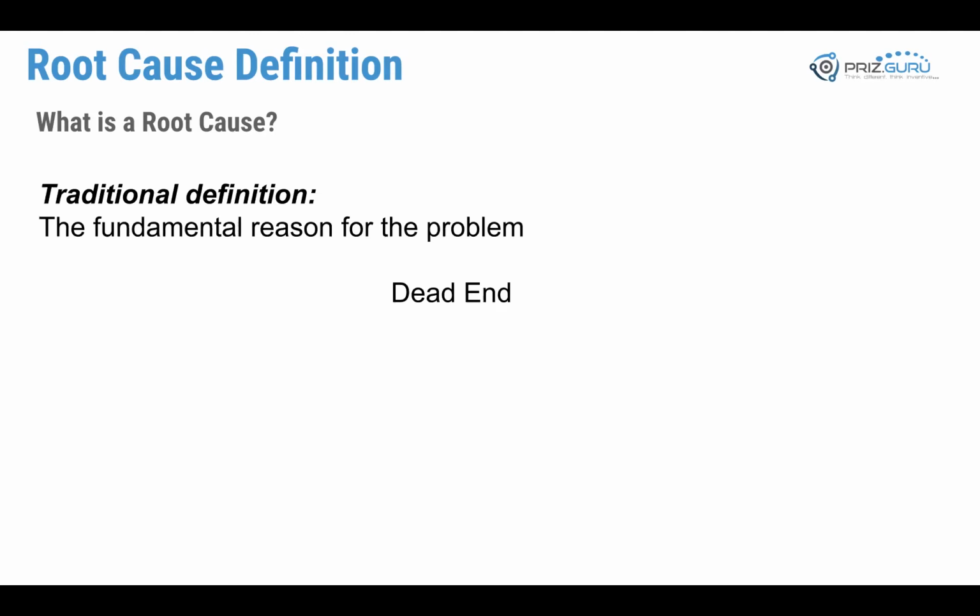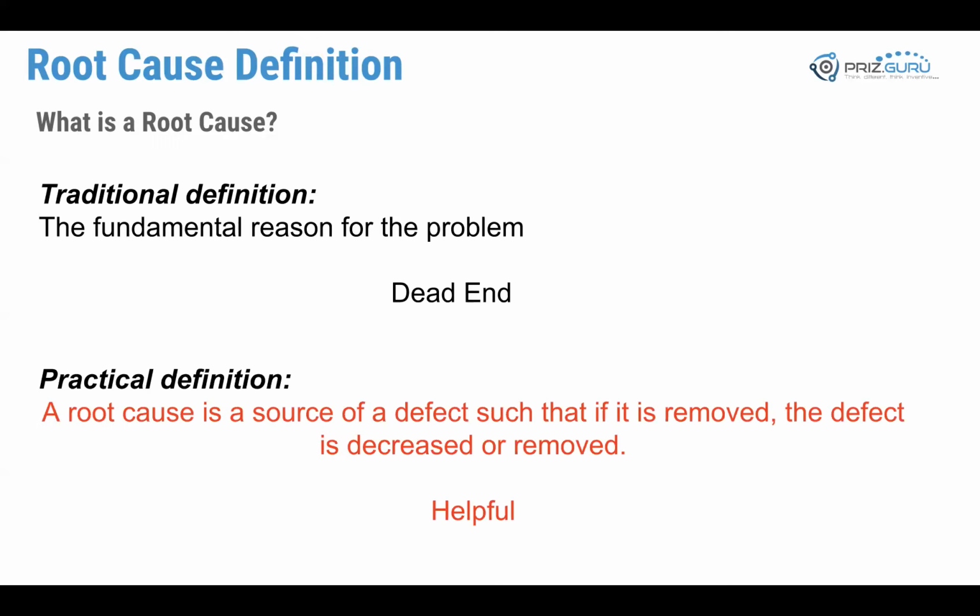So the traditional definition of a root cause is a fundamental reason of a problem, which is great. We can know the fundamental reason of the problem, but that's kind of a dead end. There is nothing we can do about it. We know it, it's great, now what, right? The more practical definition of a root cause is a source of a defect, such that if we remove it, then the defect is either decreased or removed completely. Now, this is something useful and helpful. We can do something with it, we can actually decide to remove that root cause and move forward and improve.